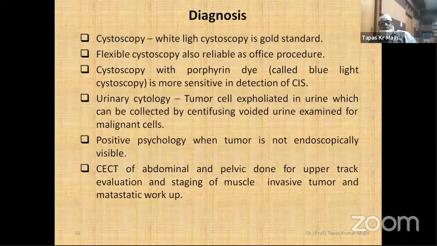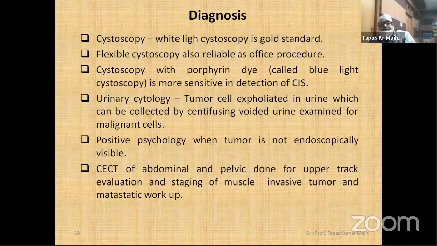Diagnosis: white light cystoscopy is the gold standard for diagnosis of bladder tumor. It detects the tumor, its location, the number of tumors, and whether the urinary orifice is visible or not. Usually, most of the tumors develop on the posterolateral aspect of the bladder. Other important sites are the fundus and anterior wall.